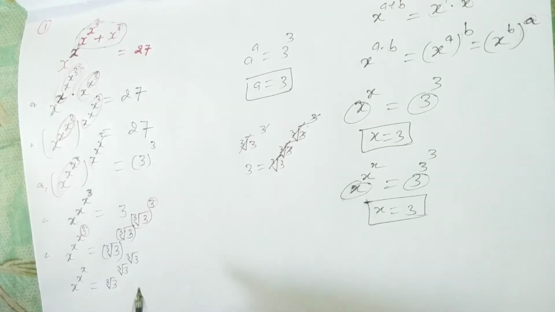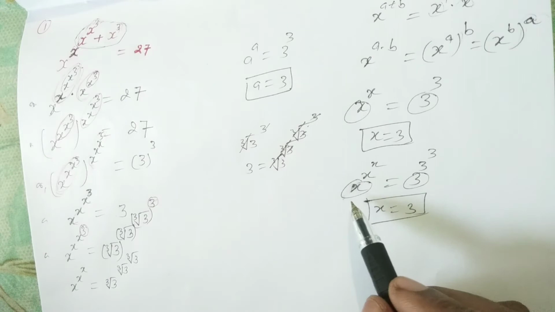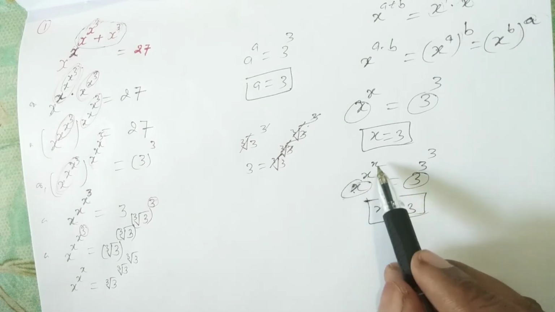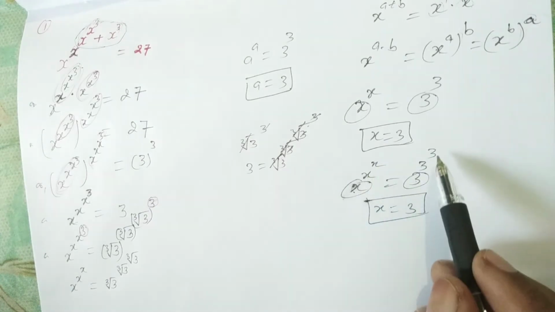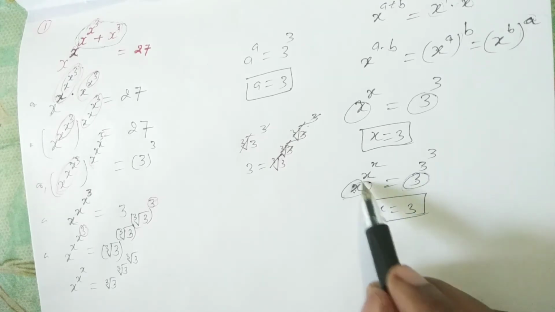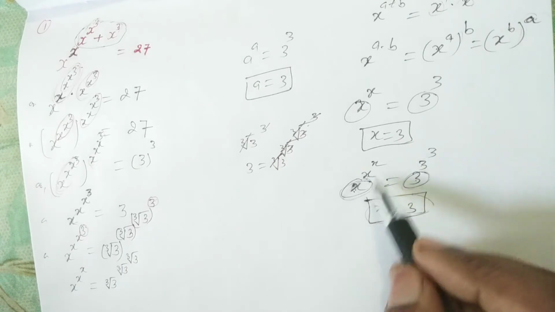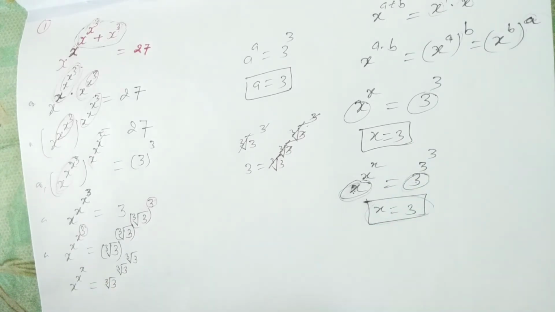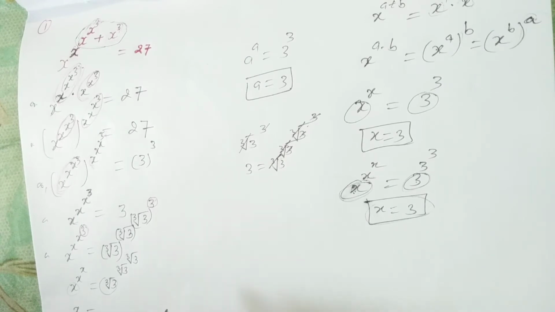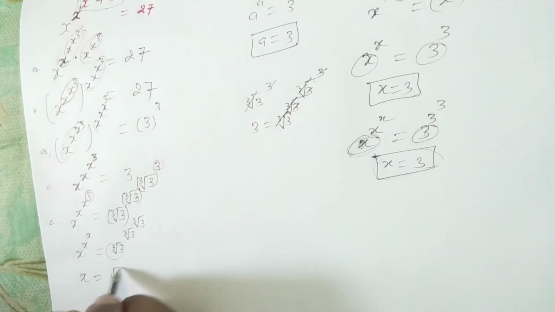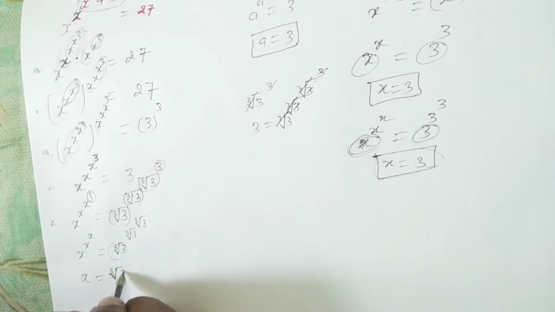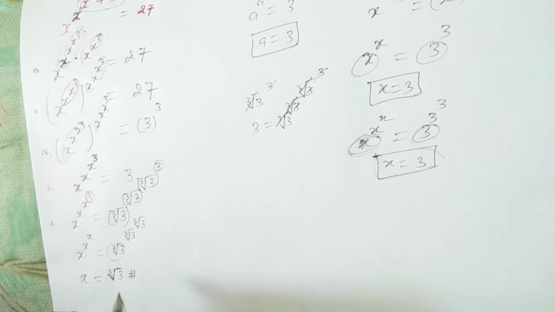And I already told you the one rule: if there is x to the power x is equal to 3 to the power 3 to the power 3, then x is equal to 3. Yes. So you can see this is also in this form, x raised to power x is equal to cube root of 3 raised to power cube root of 3 raised to power cube root of 3. So this x is equal to cube root of 3. So x is equal to, finally we got here cube root of 3. So this is our answer.